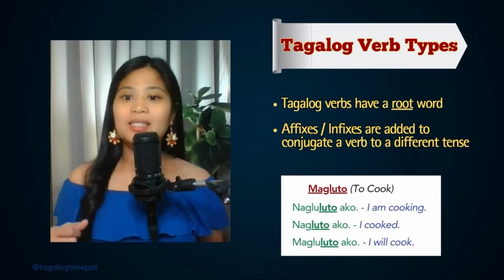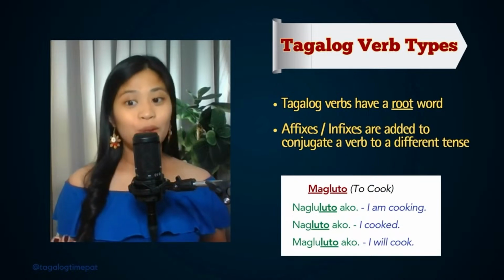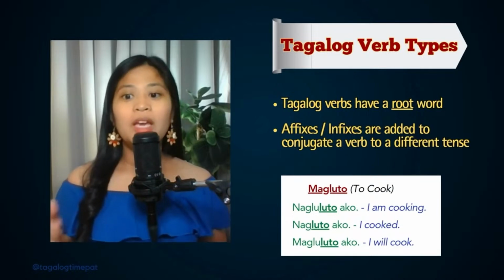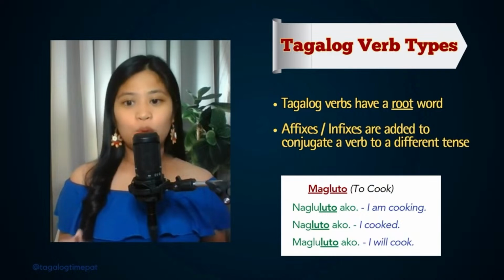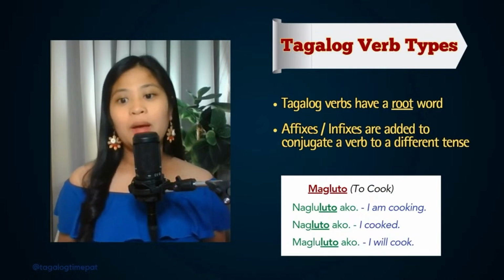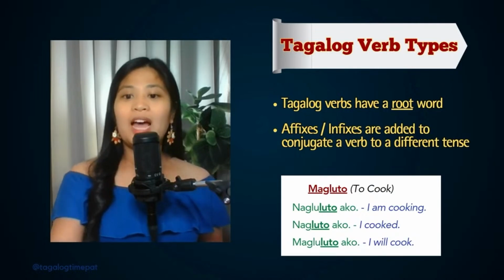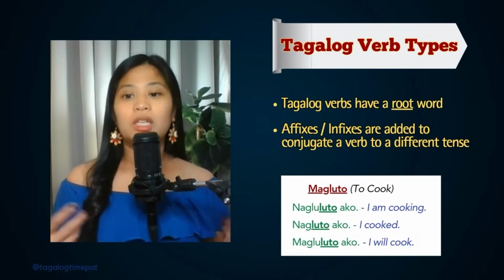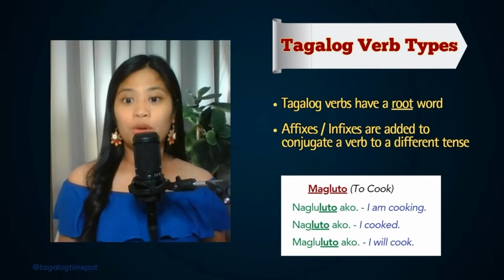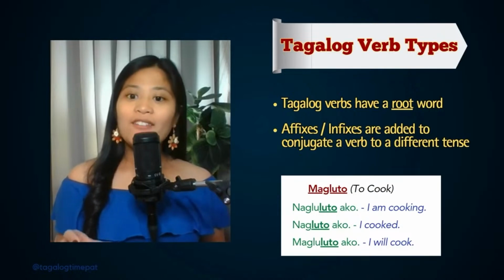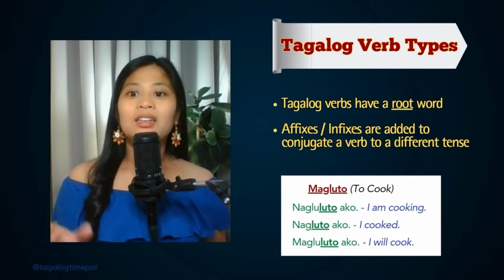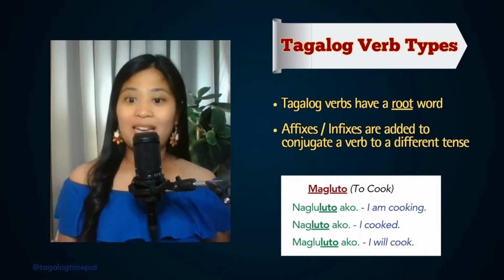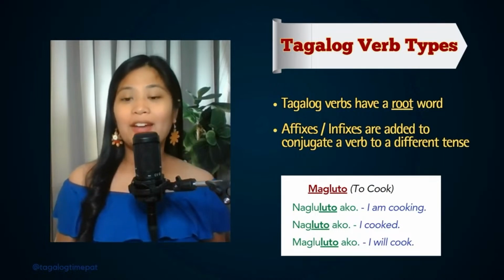In the past tense, nagluto ako. I cooked. Nagluto. In the future tense, magluluto ako. I will cook. Magluluto. And I've underlined and bolded the root here. So luto, that's the root word of to cook. And then an affix is usually added to indicate the different tense. So you can see the different affixes there.